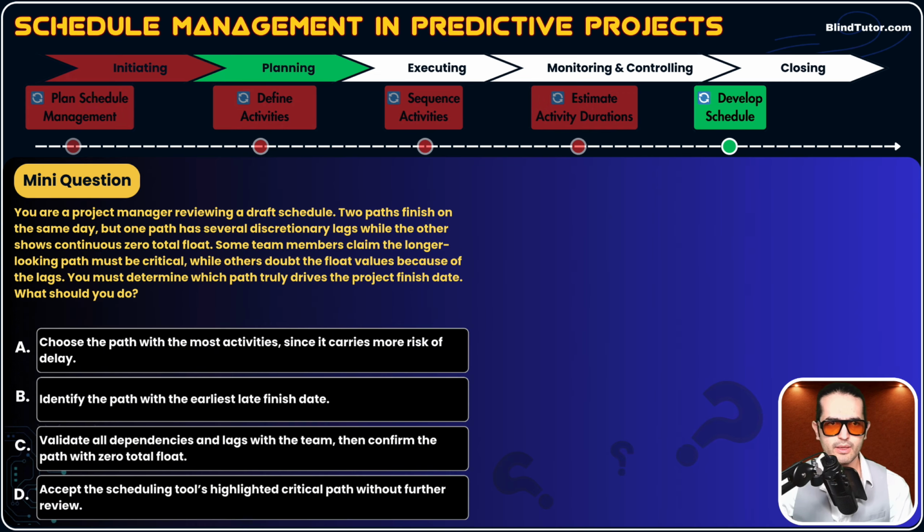What should you do? A. Choose the path with the most activities since it carries more risk of delay. B. Identify the path with the earliest late finish date. C. Validate all dependencies and lags with the team, then confirm the path with 0 total float. D. Accept the scheduling tool's highlighted critical path without further review. What a great question.